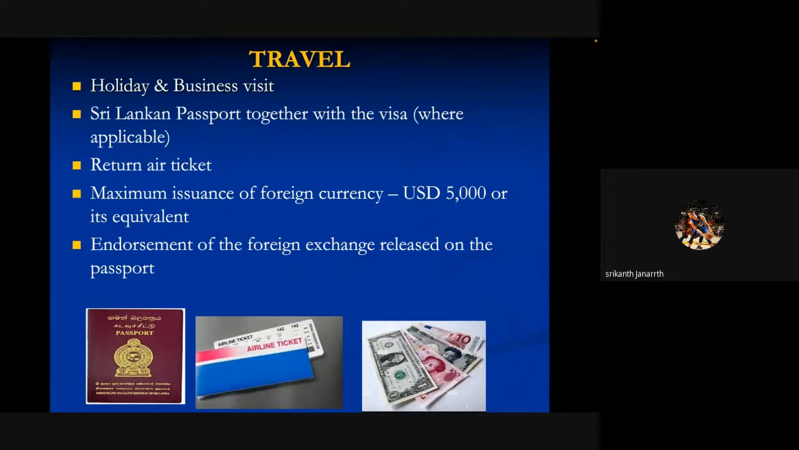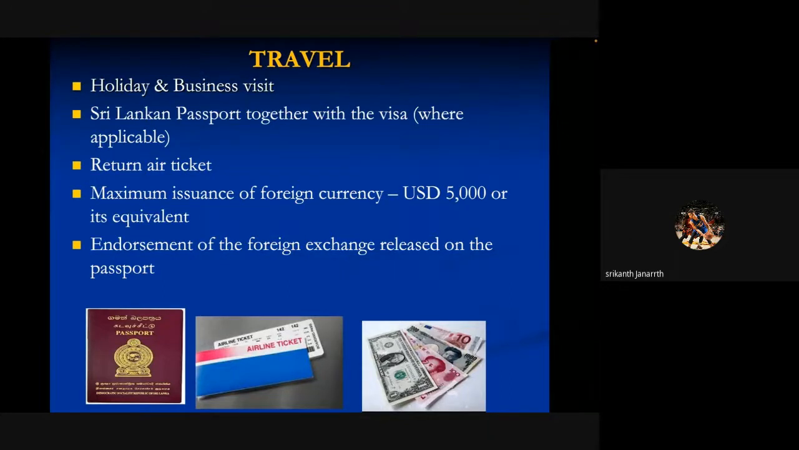Now you have an understanding. Okay, we release foreign exchange for travel purposes for Sri Lankans who are traveling abroad with a return ticket, and there should be a visa to be obtained. If there is a requirement prior to travel, they have to obtain the visa. So these are the requirements you look at when somebody is traveling.